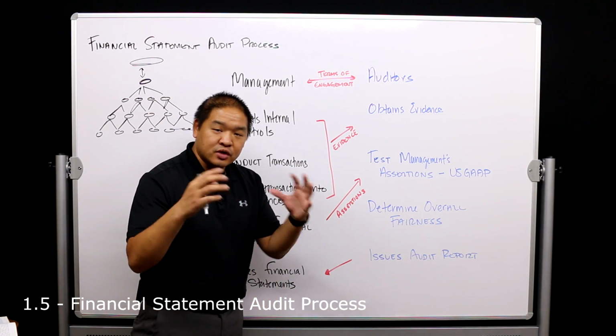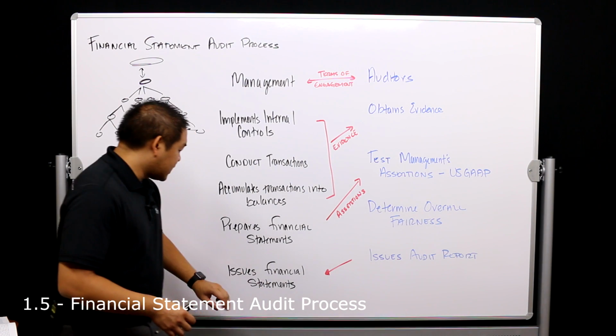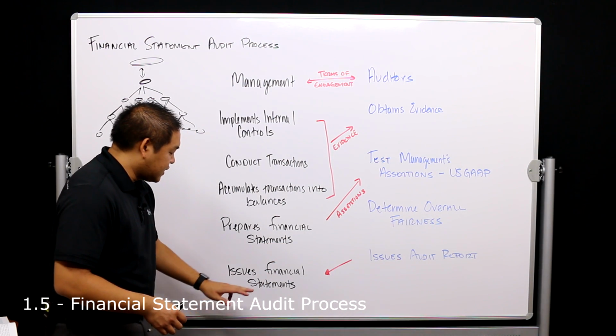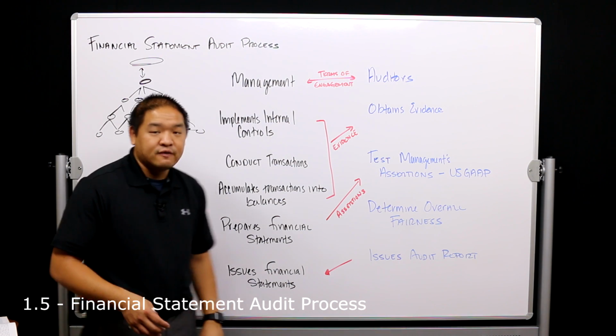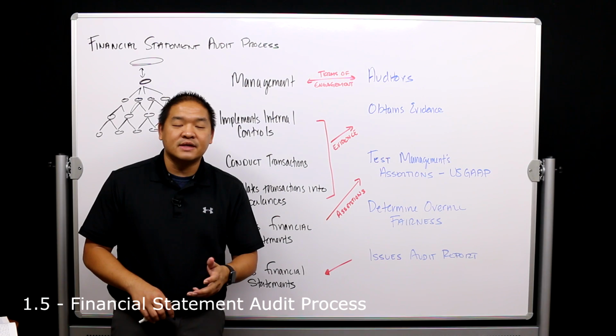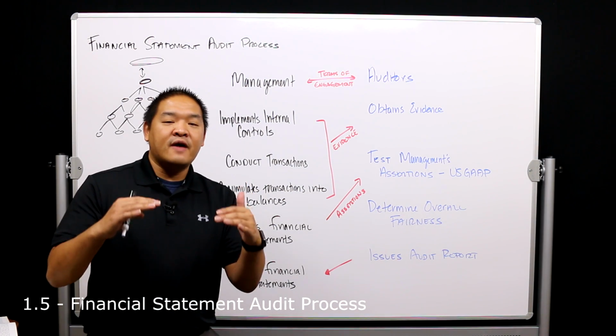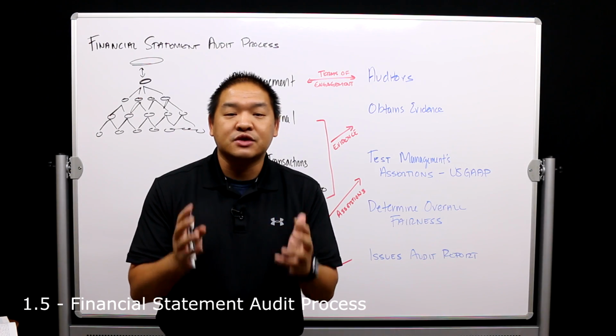clean report, they're doing all of their books the way that they should be based on US GAAP, then we're going to go ahead and give them the audit report. Then they will attach that audit report to the issued financial statement, and then they'll issue the financial statement to the external users of those statements. Okay? So again, 35,000-foot view of what the financial statement audit process looks like.